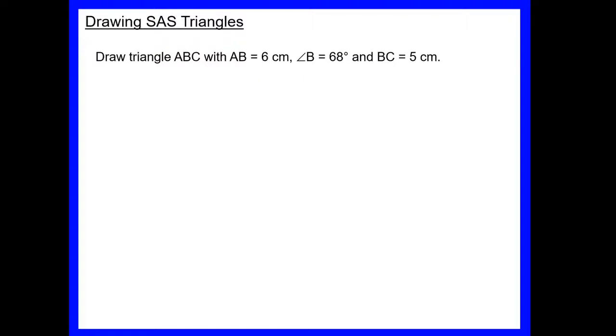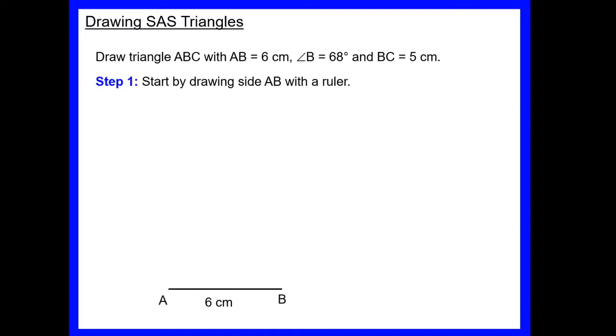So we're asked to draw the triangle with AB of 6, so AB must be a side. Remember, sides are defined with 2 letters. An angle B of 68, so remember this symbol is our angle symbol, so 68 degrees, and another side BC of 5 centimetres. All right, so to start this then, we always start by drawing one of the lines. I'm going to start with line AB. So we're going to use a ruler and draw line AB 6 centimetres long. I've labelled one end A and one end B.